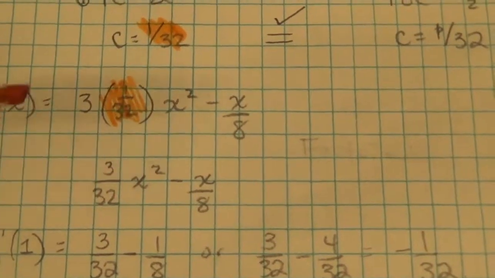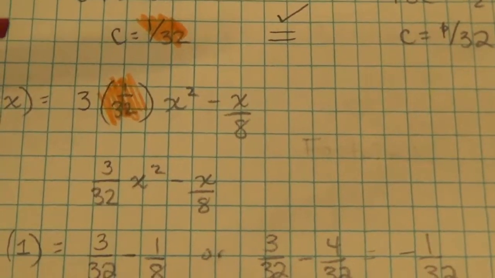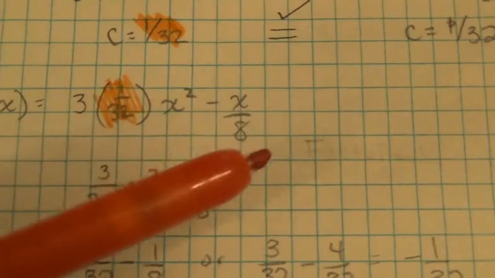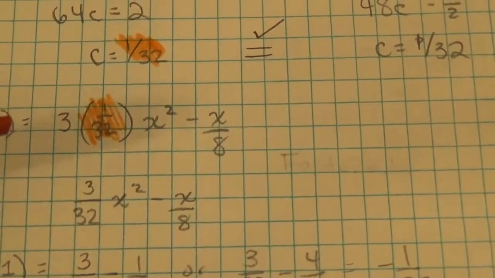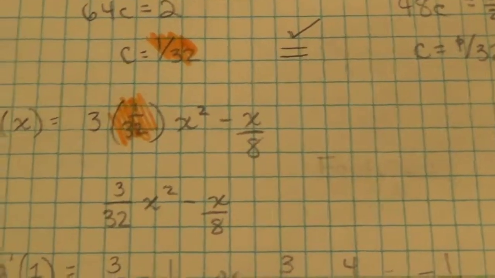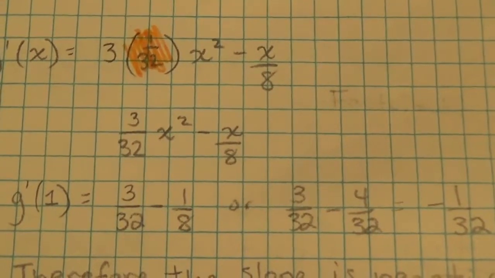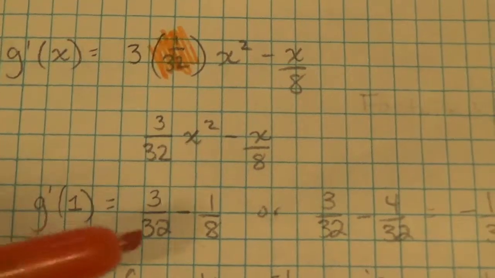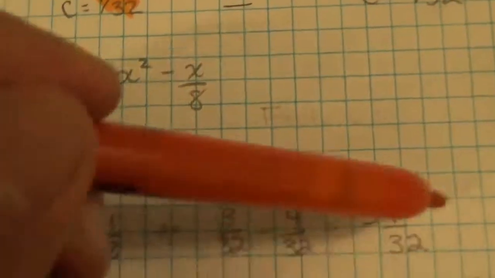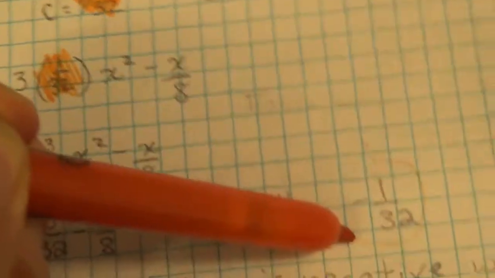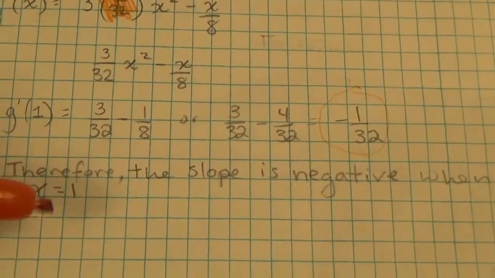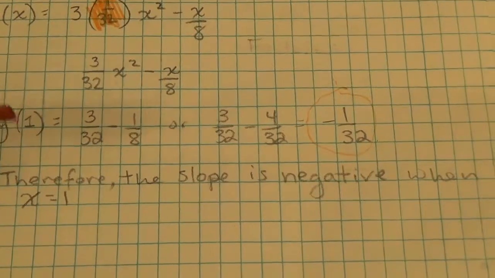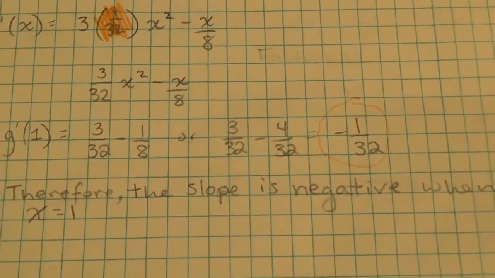First I tried 0 and it gave me 0, but then I reread the problem and it says between 0 and 4. So that means it has to be some number in between. It can't be 0 itself because it doesn't tell us that it's including 0. So I tried 1 next. When I plugged 1 in for x and I did the math, I got a negative slope. So I found on my first try that the slope was negative when x equals 1, and that's enough proof to say that the function's not always increasing.